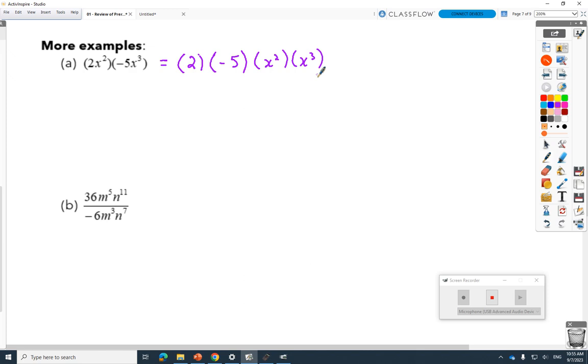Those of you who have this down pat, you're like, I don't need that step. I can jump all the way to here and go, okay, multiply the coefficients. Non-optional step. Multiply the coefficients, I get negative 10. And then x squared and x cubed. See, this is why this is in the exponent law part of it. That's where the exponent law part comes in. X squared times x cubed, I can add the exponents and get x to the 5th. Is that okay?